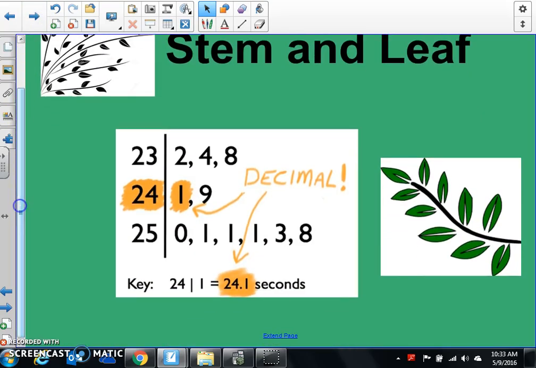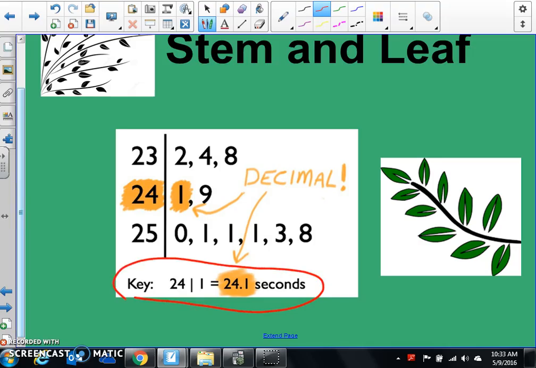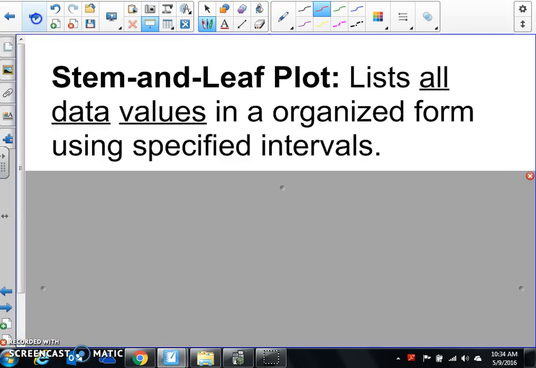The big thing that people forget is that you need to look at the key, okay? Because the key tells you what the whole thing means. For instance, in this example, 24|1 equals 24.1 seconds. So this would be 24.1, 24.9, 25.0, 25.1, and so forth seconds.